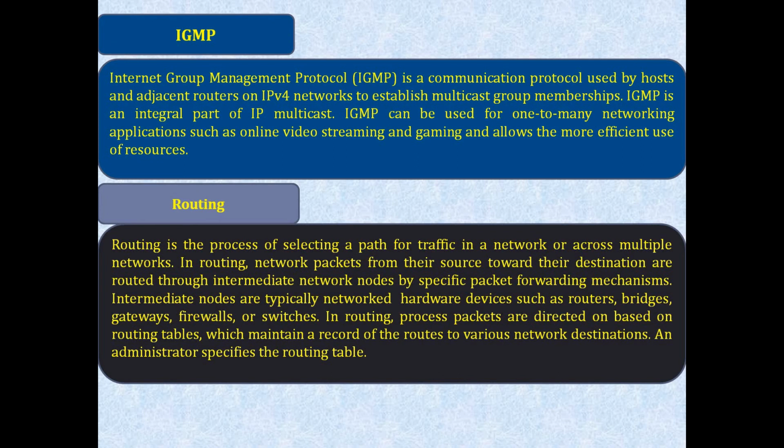In the routing process, packets are directed based on routing tables, which maintain records of routes to various network destinations, as the administrator specifies in the routing table. It means routing is about where the packet is coming from and which way it is coming through. It has to be sent to the gateway, or checked in the firewall, and it is coming from the switches, and various paths come into the routing.